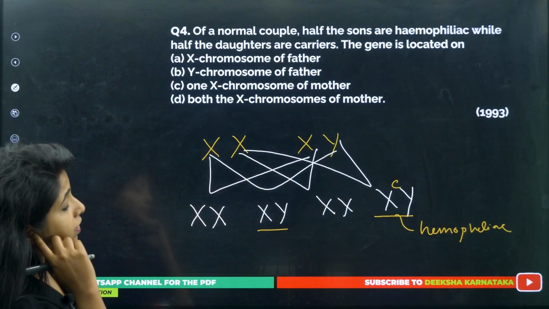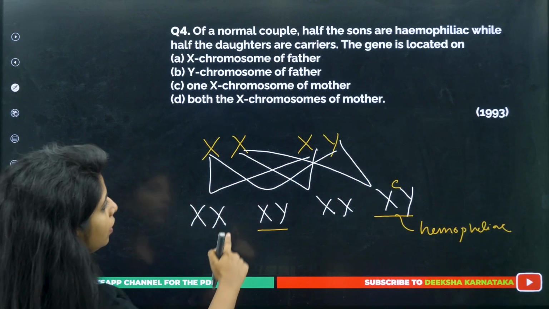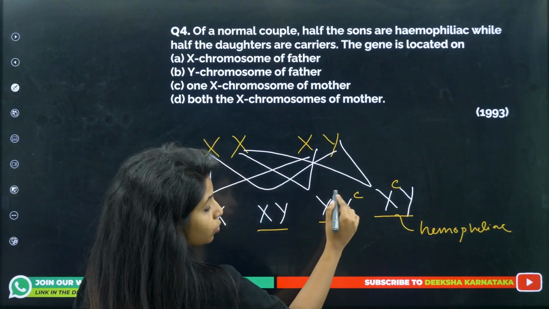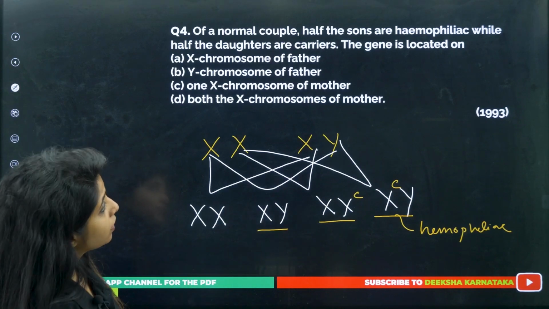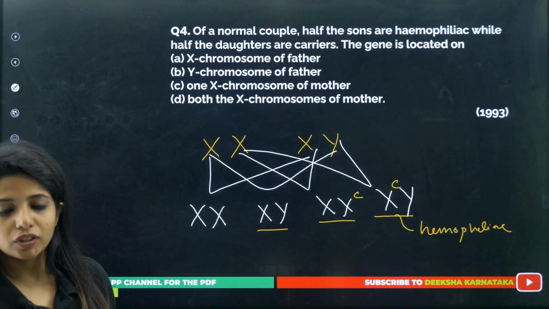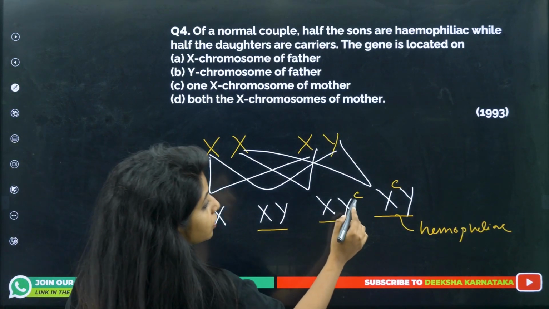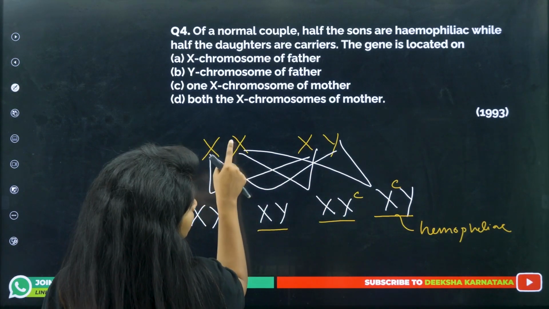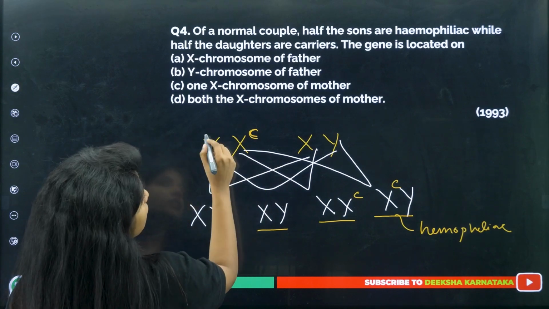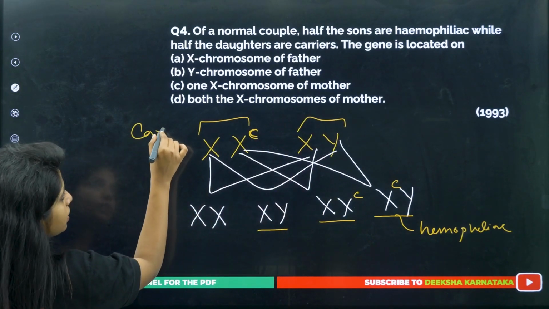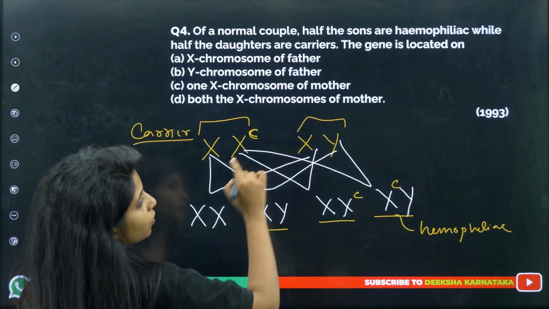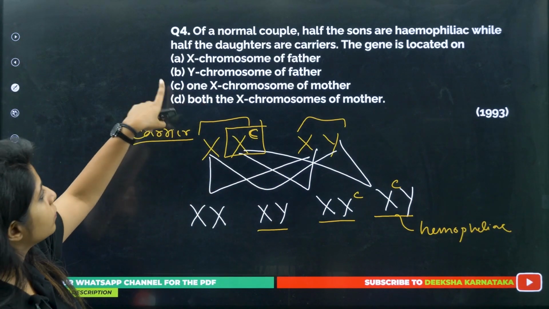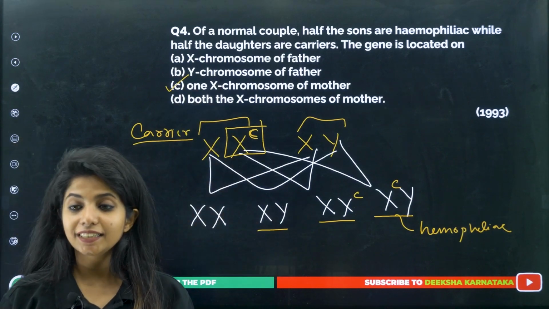It is also written that half the daughters are carriers. Now, if I make the daughter a carrier, she is a carrier, right? If there were two such X chromosomes over here, then she would have the disease, but she is a carrier. So in that condition, on which chromosome is the affected gene located? Basically, this X should be coming from the mother. Over here also, this X should be coming from the mother. If I make it like this, the couple is still normal because she is still a carrier, not diseased, and this is a normal man. So in this case, the gene is located on one X chromosome of the mother. This is the answer. 1993 question.